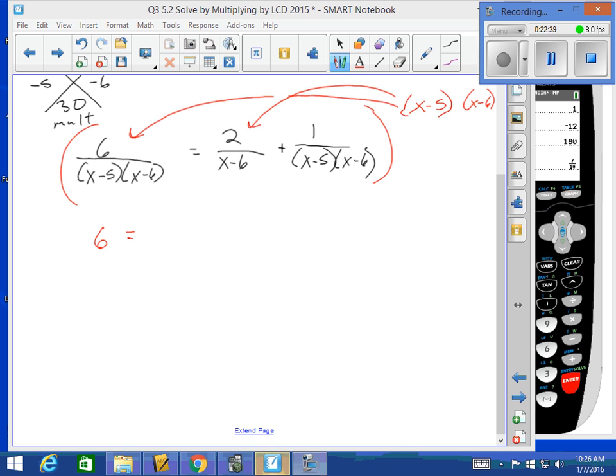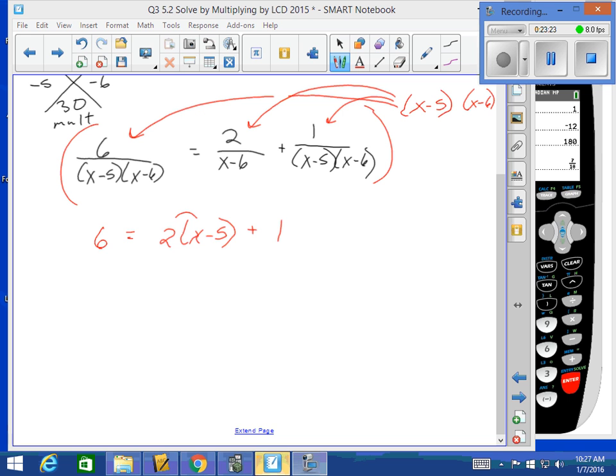Now when I distribute here, I can see that this x minus 6 would cancel out with this x minus 6. So it's only an x minus 5 that I need to multiply by. So I'll do the 2 times the x minus 5. And now when I distribute to this fraction, this x minus 5 would cancel with this x minus 5. This x minus 6 would cancel with this x minus 6. So these right here cancel completely, and I'm just left with my plus 1. So I go from that yucky looking problem to this nicer one to solve.